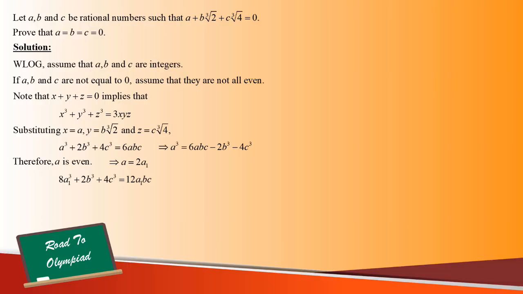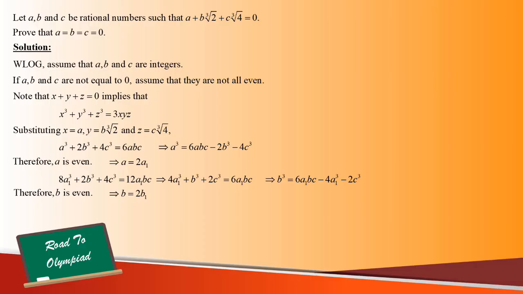Dividing the equation by 2, we have 4a1 cubed plus b cubed plus 2c cubed is equal to 6a1bc, where we can rearrange and make b cubed the subject, as in b cubed is equal to 6a1bc minus 4a1 cubed minus 2c cubed. Here we can conclude again that b cubed is even, and thus b must be even as well. So we have b is equal to 2b1 for some integer b1.